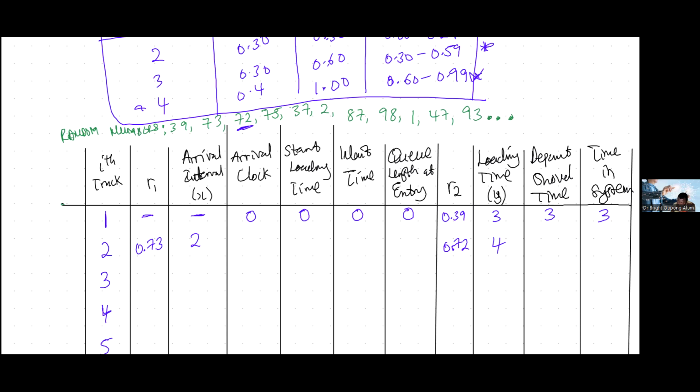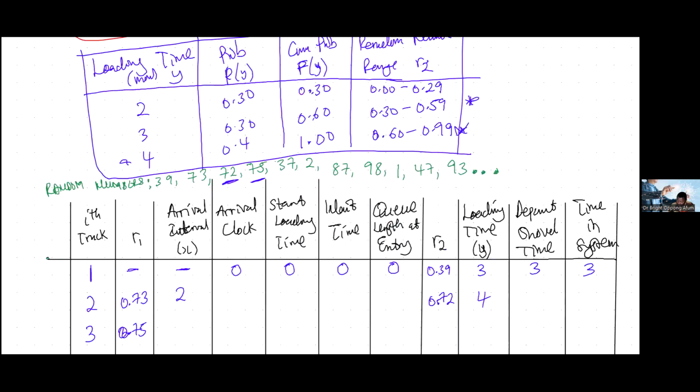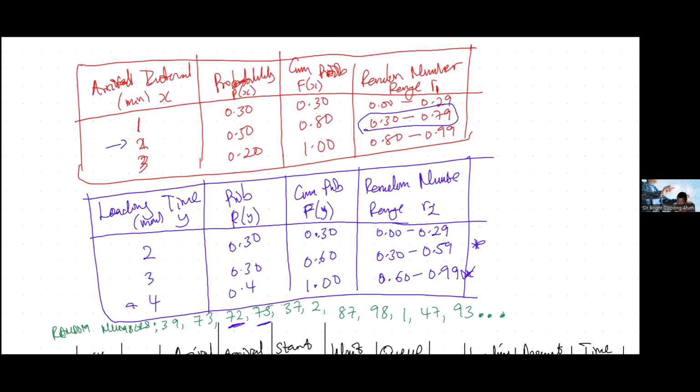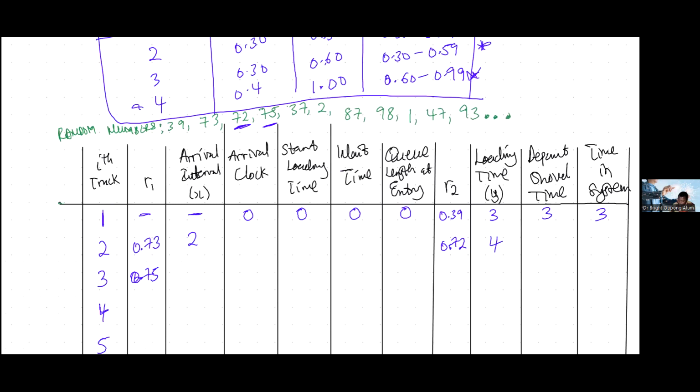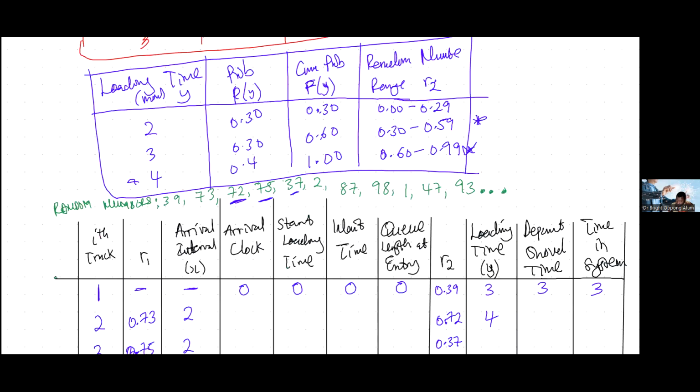So it's 75, so 0.75, and 0.75 for the arrival will be 2. So that will also be 2. The next one will be 37. The next random number 37, so 0.37. And what will be the loading time? The loading time will be 3.